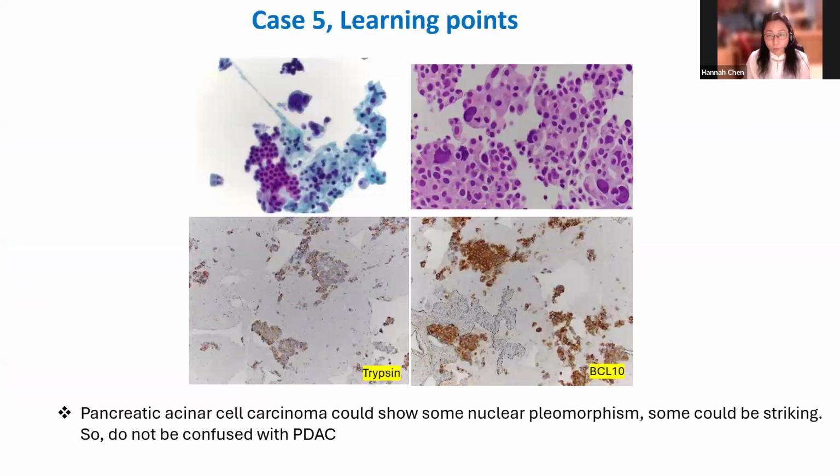One learning point is that pancreatic acinar cell carcinoma could show some nuclear pleomorphism. In some cases, it could be very striking. If you have a fine needle biopsy, probably it's not an issue. But if you just evaluate the smear or thin preparation cytology, it could be confusing. Don't be confused with a PDAC diagnosis.